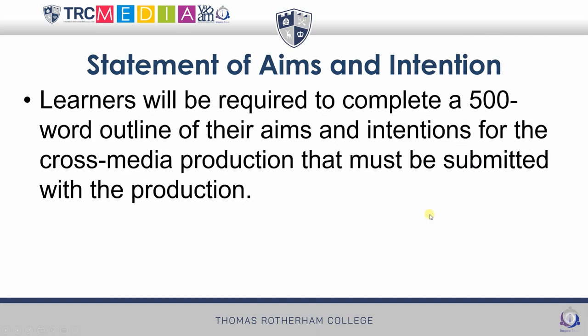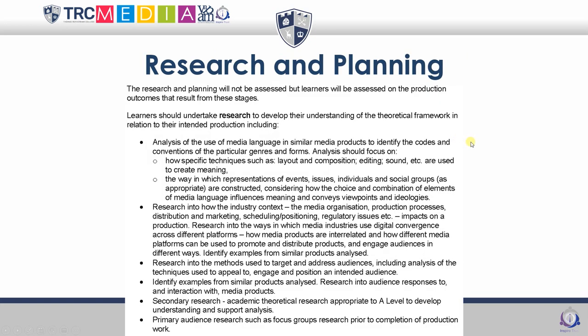Along with the actual production itself, you will have to write a 500-word outline of your aims and intentions for the cross-media production that is submitted with your project on your cover sheet. You also have to do research and planning. Now, weirdly, the research and planning is not assessed. In other words, you don't get marked for it. But you can't pass if you don't do it. So you've got to do it, you don't get a grade for it.